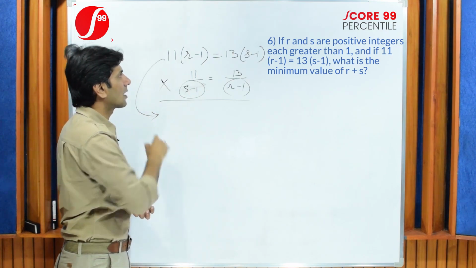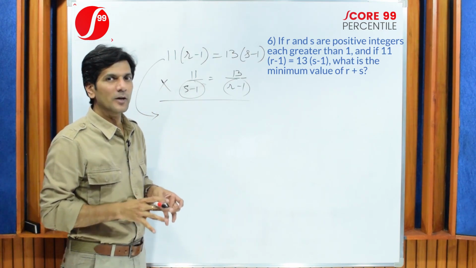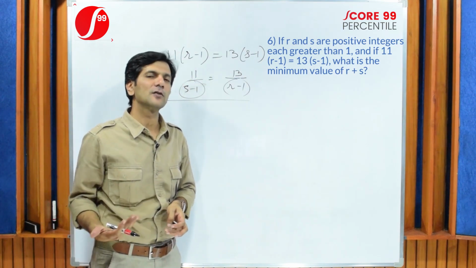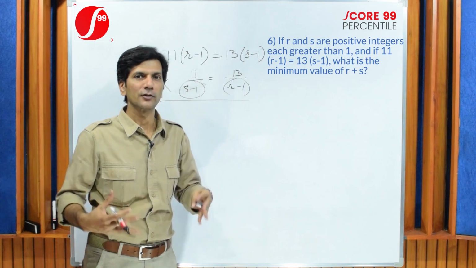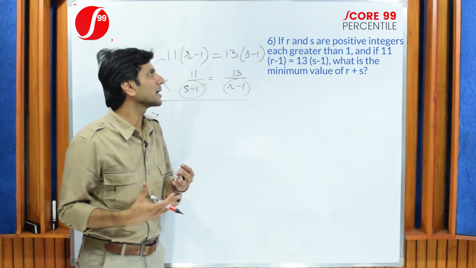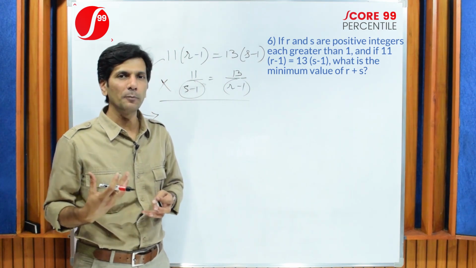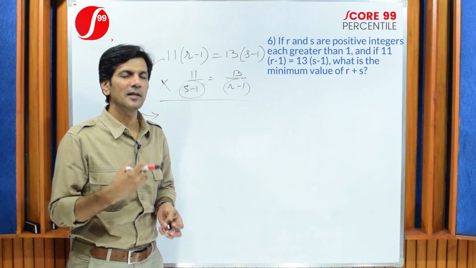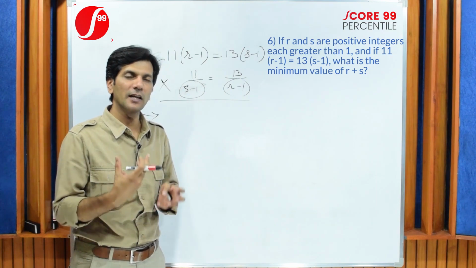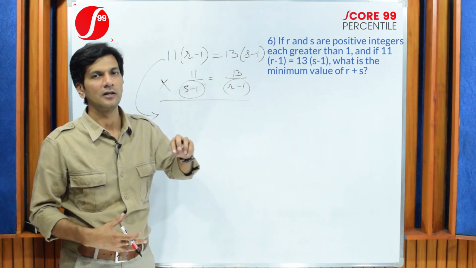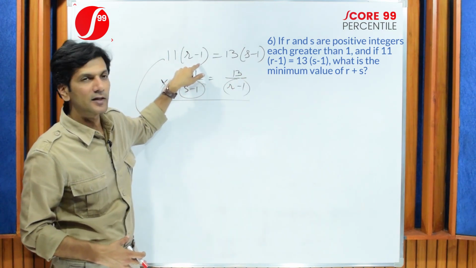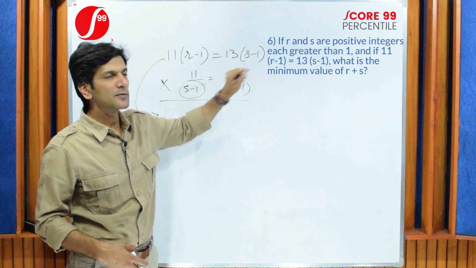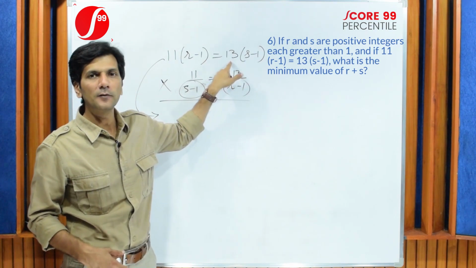So what else? How do we solve this question? If you treat this question as one equation in 2 unknowns and try to solve it for the values of R and S, then you have definitely fallen into the trap. This should not be a conventional approach to solving these kinds of questions. Pick up clues from the question itself and see how you can apply the information given to solve such a question. 11 times (R minus 1), so this is a multiple of 11, equals 13 times (S minus 1), so this is a multiple of 13.